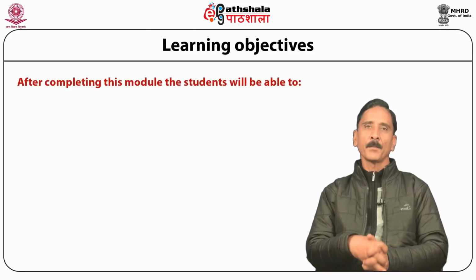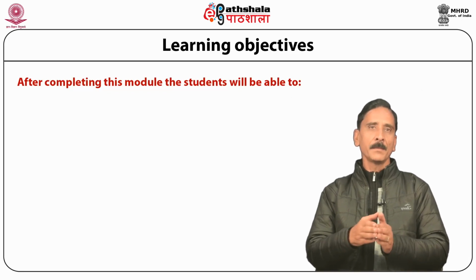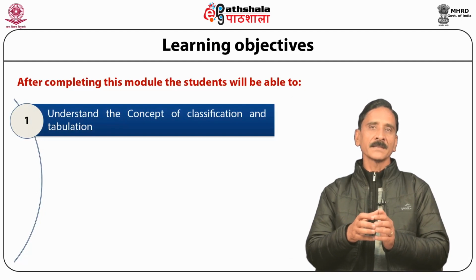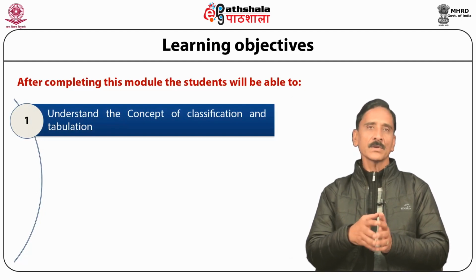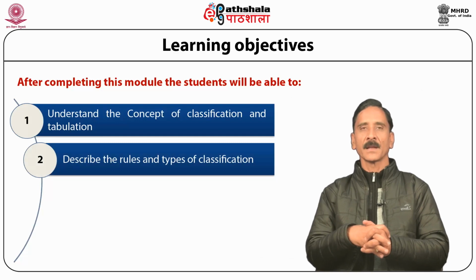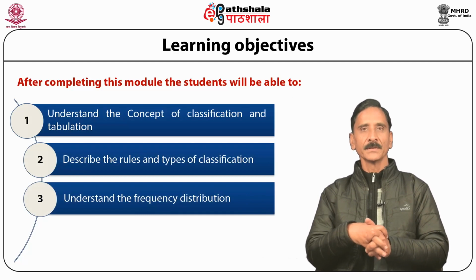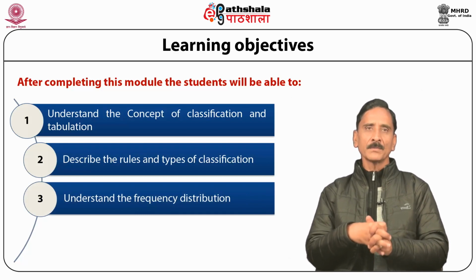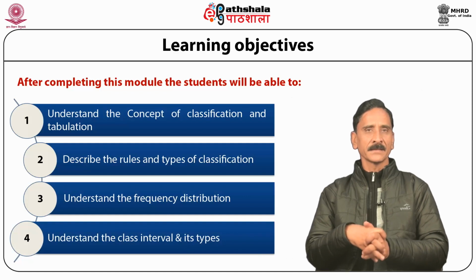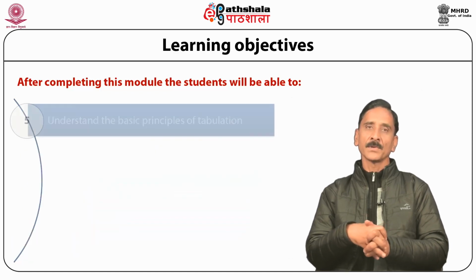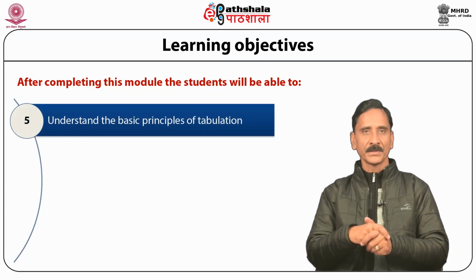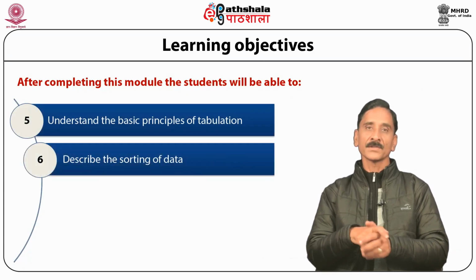Today we are going to talk on the module data classification and tabulation under the paper Quantitative Techniques for Management Decision. After completing this module, you will be able to understand the concept of classification and tabulation. You would also be able to describe the rules and types of classification and understand the frequency distribution. You will also come to know the class intervals and its types, and understand the basic principles of tabulation and how to describe or sort the data.